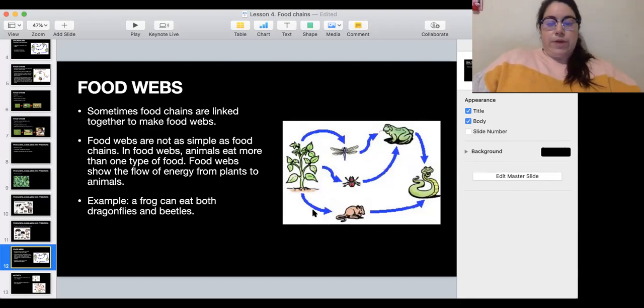But just to show you, okay, so you have a plant here, and what animals feed from the plant? A mouse, a beetle, and a dragonfly, okay? But then you have a frog, and the frog can eat both dragonflies and beetles, okay? And then you have a snake that eats both frogs and mice, okay?